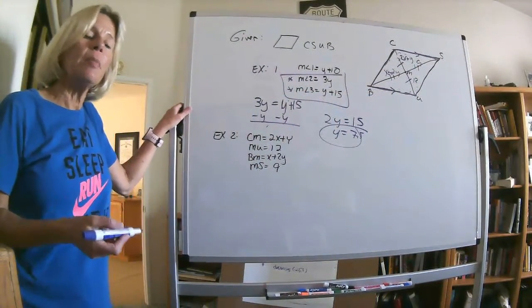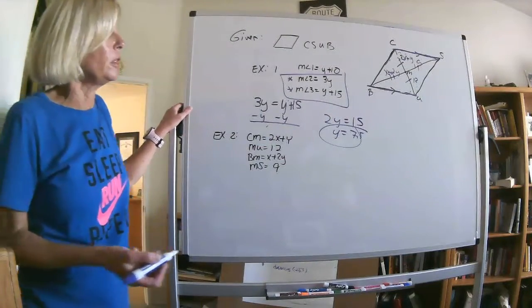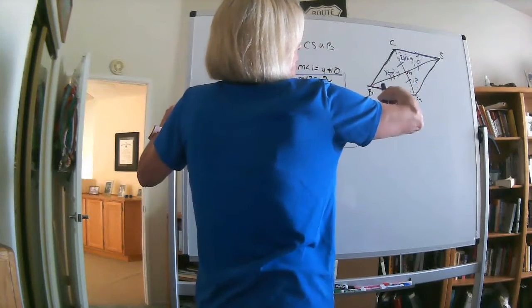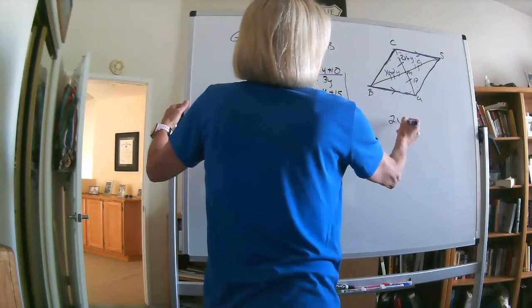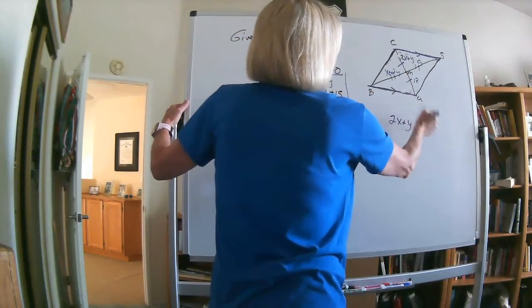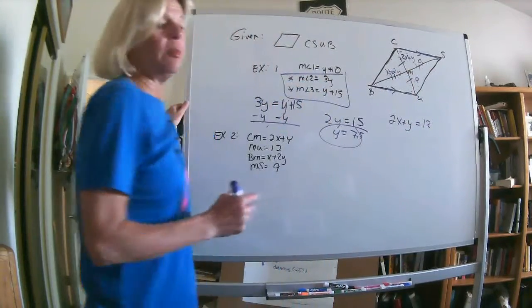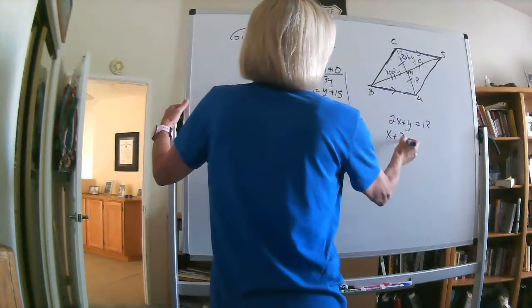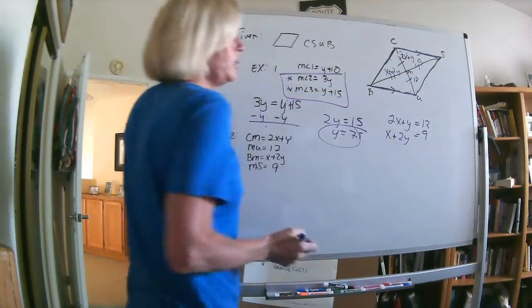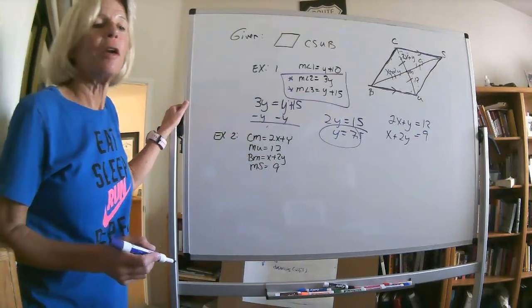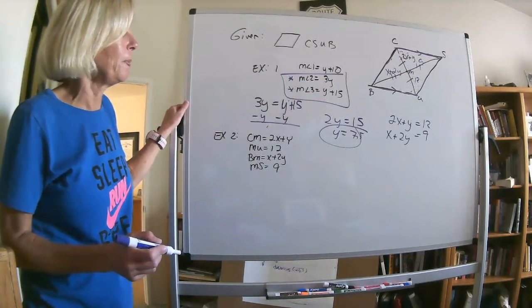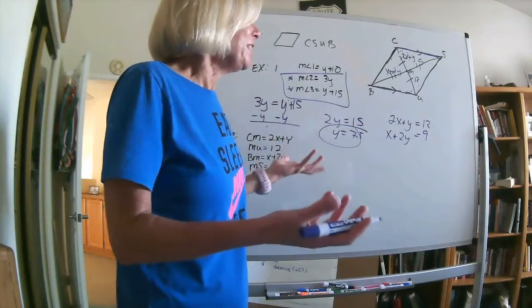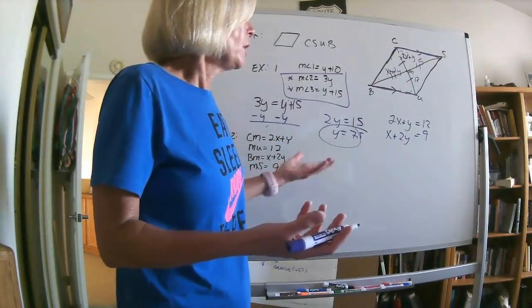So I need to set up a system of equations to solve this. Because the diagonals bisect each other, I know that 2x plus y is equal to 12, and I have it labeled there on my diagram. I also know that x plus 2y is equal to 9. This diagram is definitely not drawn to scale. Once I have my two equations, I need to figure out a way to solve.